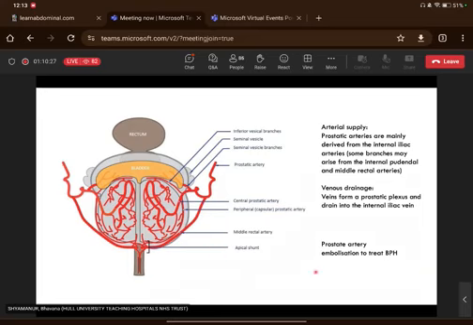So the blood supply of the prostate is as follows. Prostatic arteries mainly come from derivations of the internal iliac artery. They might be branches of the internal pudendal. You also get branches of the middle rectal arteries coming in. And this is of course significant in prostatic artery embolization to treat benign prostate hypertrophy. Venous drainage is quite similar, so a prostatic plexus is formed around the prostate and these drain into the internal iliac vein.